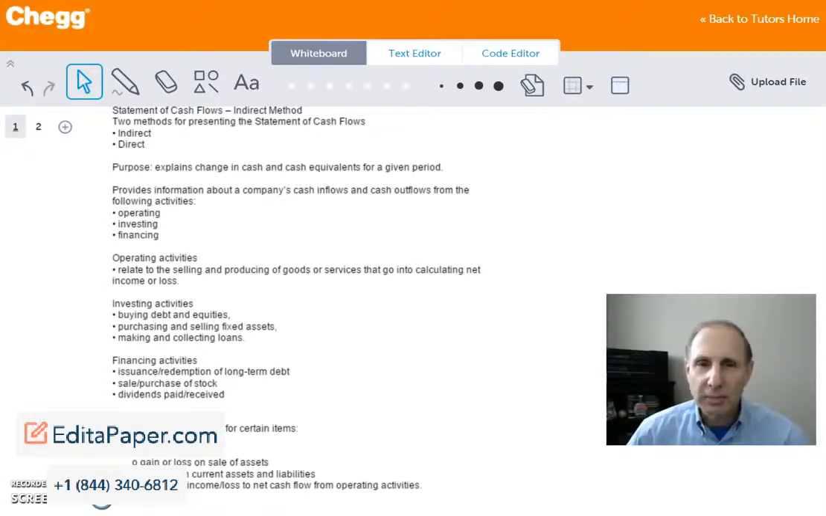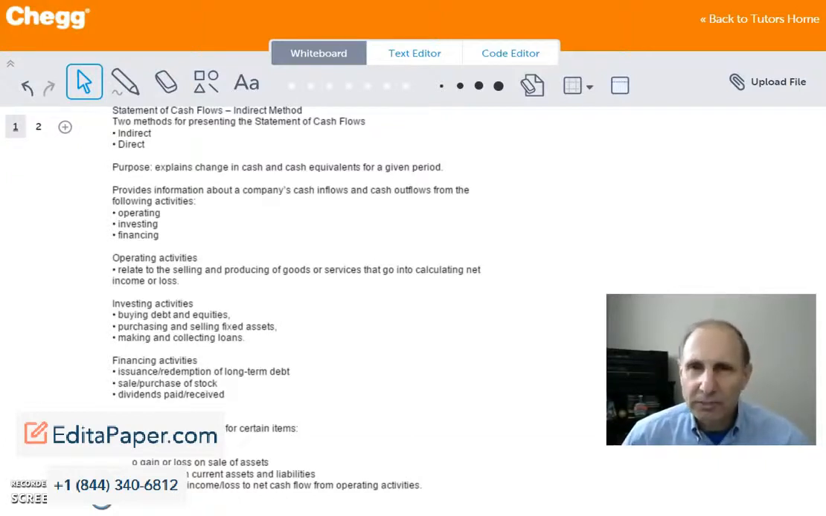So the purpose of the statement is to explain the changes in cash and cash equivalents for a given period, a month, a year. And what it does is provide information about a company's cash inflows and outflows from the following activities, which are three: operating activities, investing activities, and financing activities. Let's look at each one and see what makes them up.